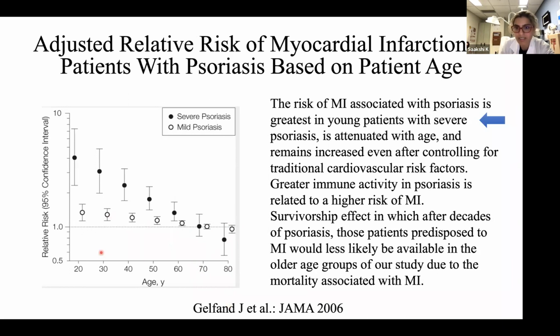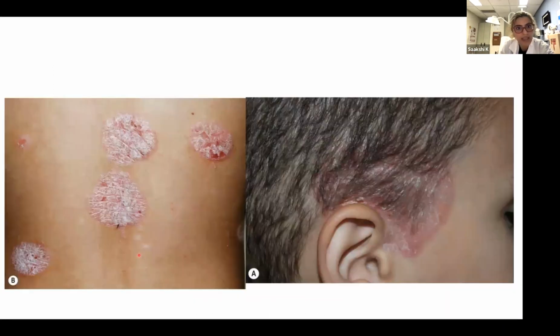But this is psoriasis, controlling for traditional cardiovascular risk factors. Young people with severe psoriasis do have an increased risk of MI. Okay. Again, well-defined erythematous scaly plaques. Sometimes they can be hidden in the scalp. This is an important thing to note because here and there, I have patients that see me for a diagnosis of psoriatic arthritis, and they have nothing on their skin, and I'm looking at their scalp, and I'm like, you have psoriasis in your scalp. And I'll talk about the risk factors of PsA in just a few slides.